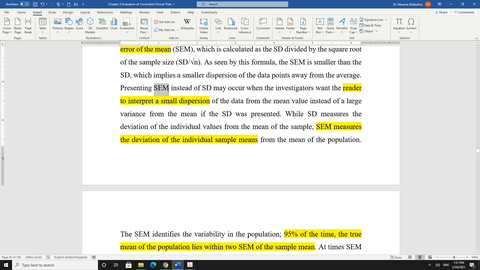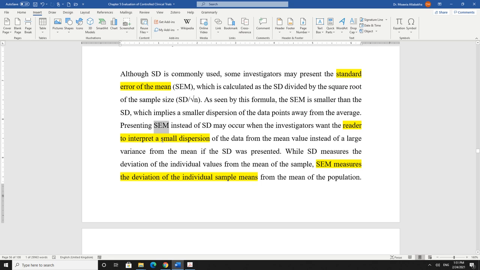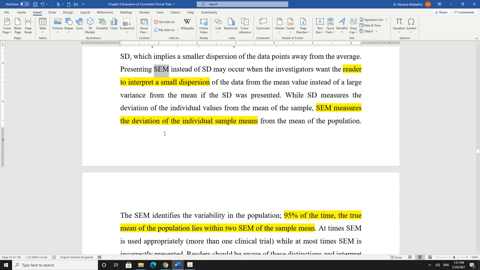While SEM means what? Of course, I'm assuming here there is a normal distribution and a representative group from the population. What does it mean when I put the mean plus minus SEM? Mean plus minus SEM indicates, and pay attention, it measures the deviation of individual sample means. So from my sample or my group, I want to see how it deviates from the population means. How far is the mean of my group, which I'm measuring, from the population mean.